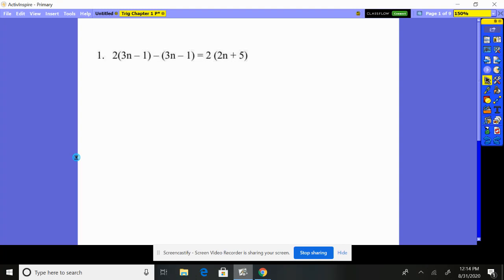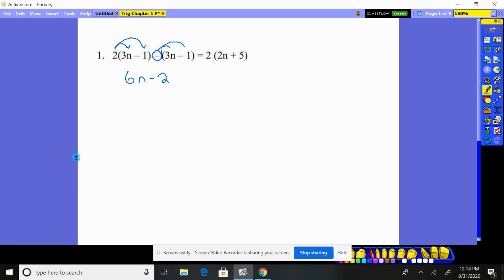All right, let's take a look at these first four problems on practice test one here in Trig. Okay, so we have this basically equation that we need to solve and figure out what n's value is. So starting off, we'll distribute through. 2 times 3n is 6n. 2 times that 1 will be minus 2. Now, you have to distribute this negative sign through.